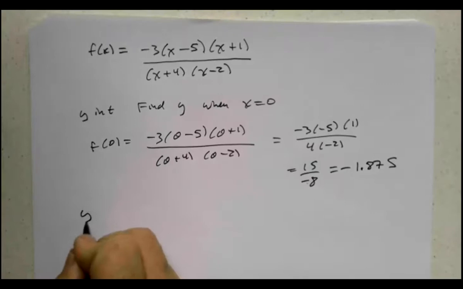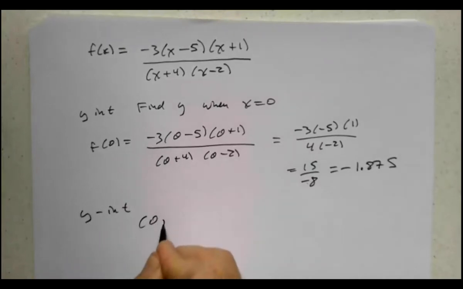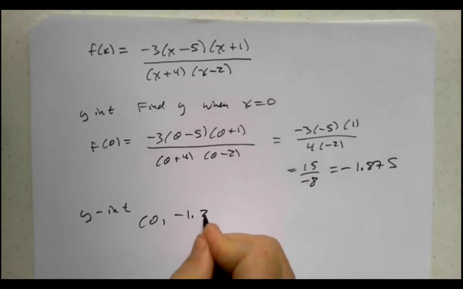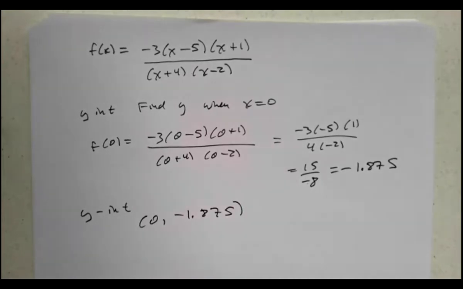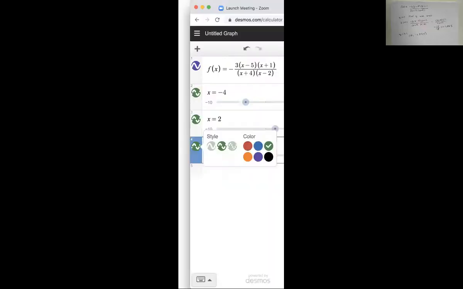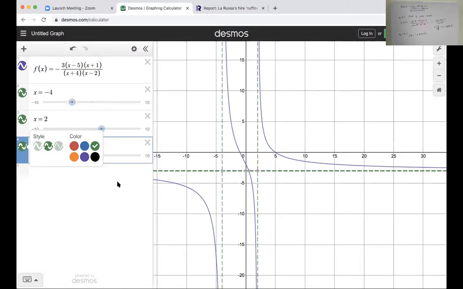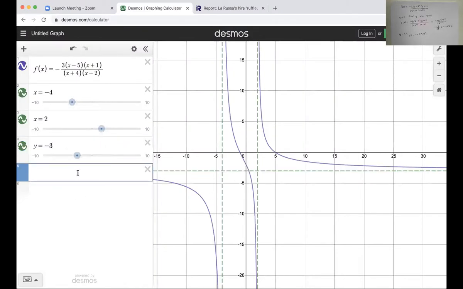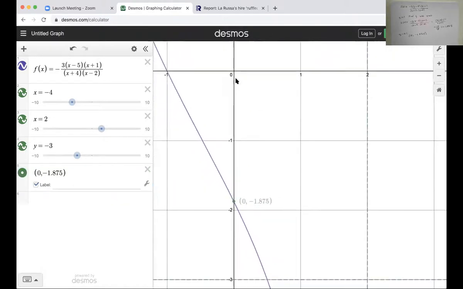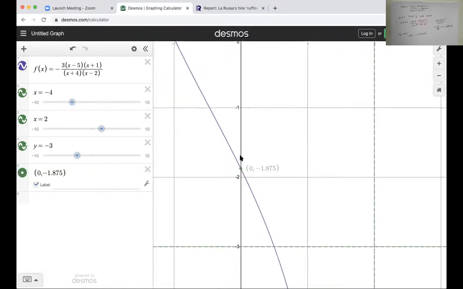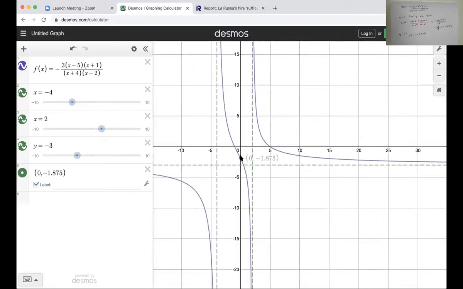So we believe the y-intercept has x value 0 and y value -1.875. Let's jump back to the graph and see if that is the case. Where is x = 0 and y = -1.875? It looks pretty good. If I zoom in on it, do we see that's where it crosses? Sure looks that way, so we feel pretty good about our y-intercept.